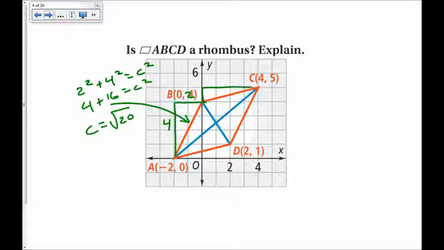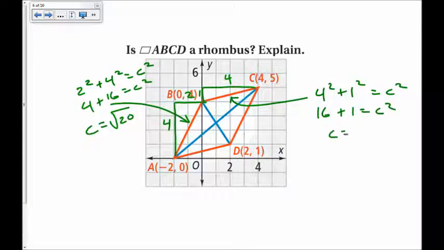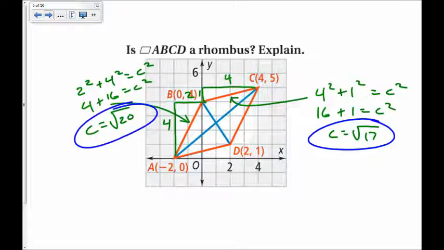BC is up 1 and over 1, 2, 3, 4. Okay, those are different numbers, which makes me think it's not going to work. And I get this. I get 4 squared plus 1 squared is equal to c squared, or 16 plus 1 is equal to c squared, and c is equal to the square root of 17. Okay, now these are different numbers, which means it's not a rhombus. No, because all the sides are not the same length.